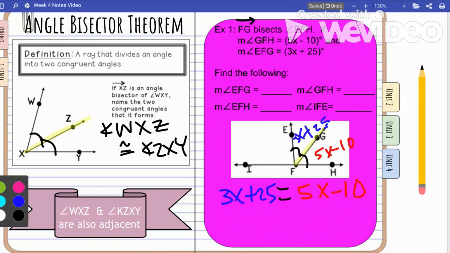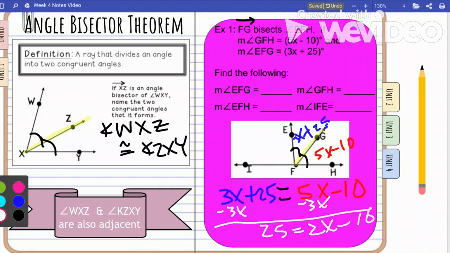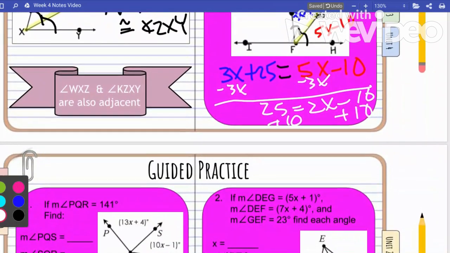So then we just do our algebra. Subtract 3x from both sides. We get 25 equals 2x minus 10. Add 10 to both sides. We get 35 equals 2x. Divide by 2. X equals 17.5.